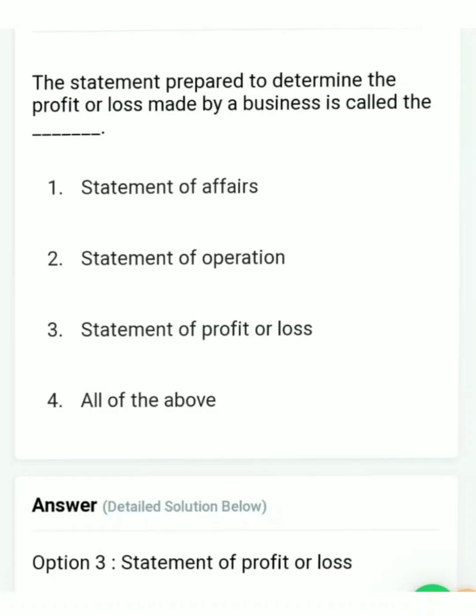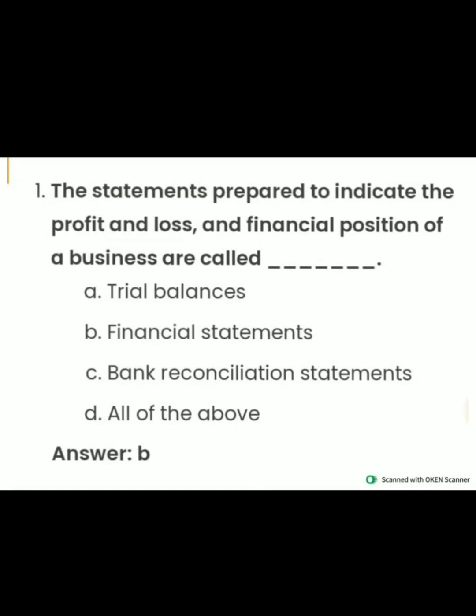The statement prepared to determine the profit or loss made by a business is called the, obviously, statement of profit or loss. Option 3 is the correct one. This statement only determines the profit or loss made by a business. So option 3 is correct. Next question.